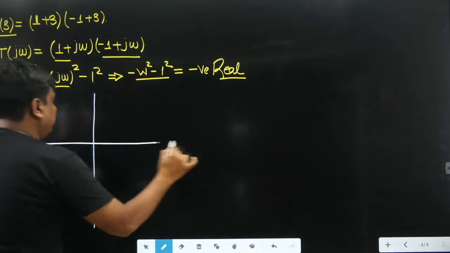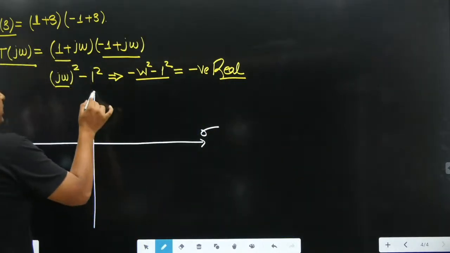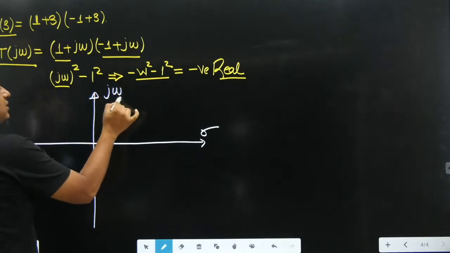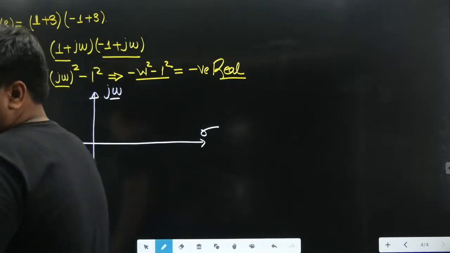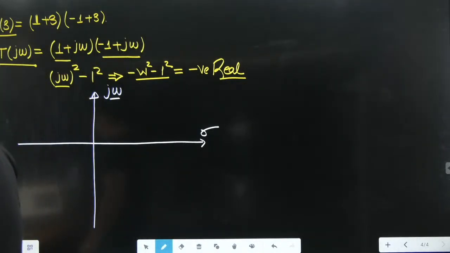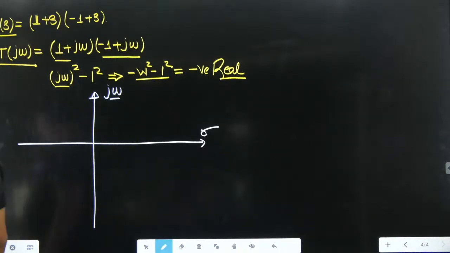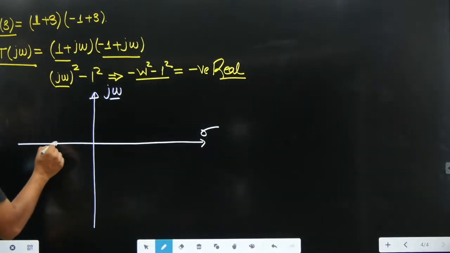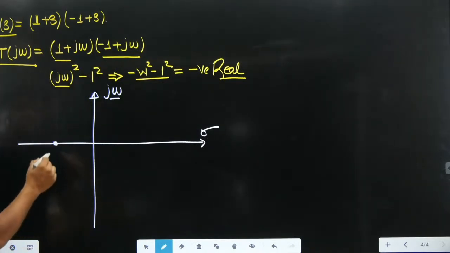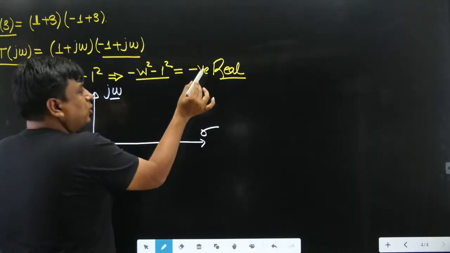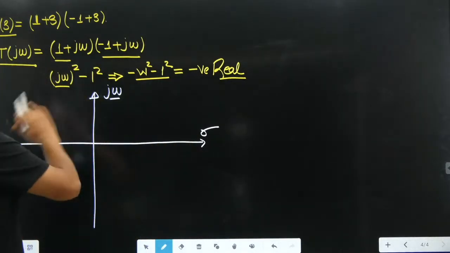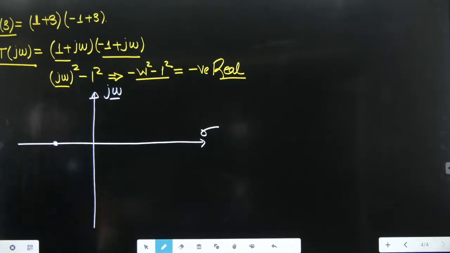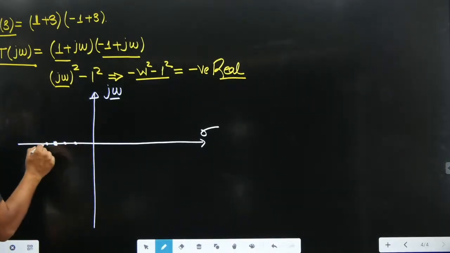Let me draw the S plane. Here goes the S plane, real axis, imaginary axis, and it had been kept over the negative real axis. If the value had been pure real, that means it has to lie over the real axis, and as its worth is negative, it has to lie towards the left hand side of the real axis. This point could be anywhere depending on the different values of omega.